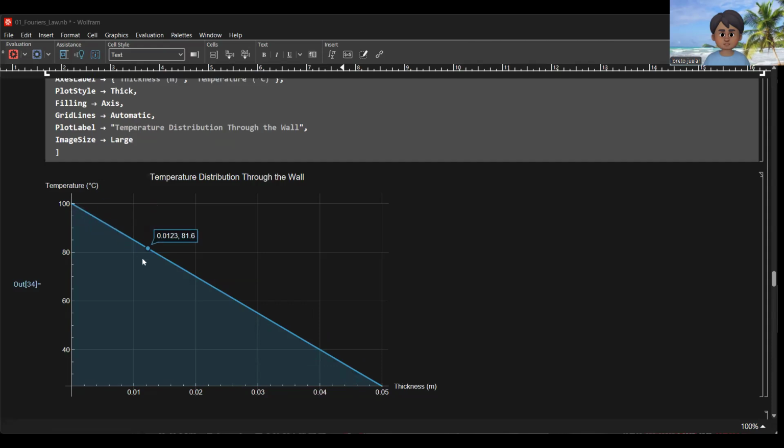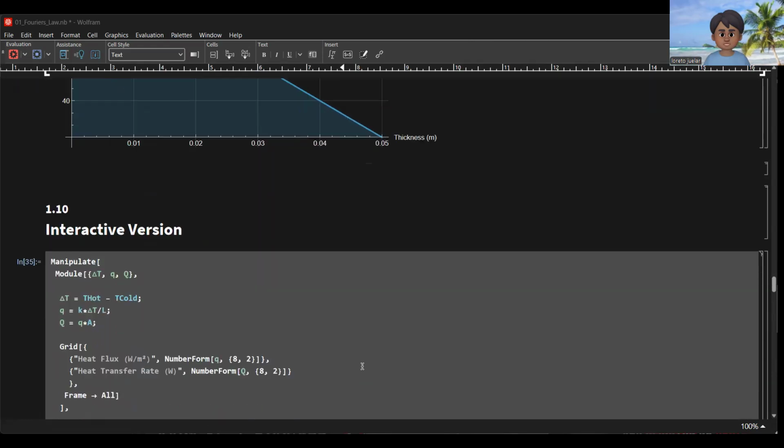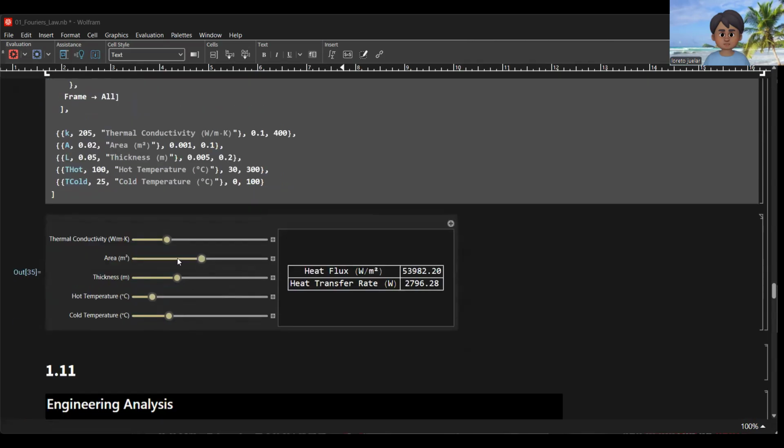So as we increase the thickness up to 0.05, the temperature decreases until it becomes zero. And we have the interactive version. For example, if we increase the thermal conductivity here, we have the corresponding value for the heat flux and heat transfer rate here. And if we decrease the area, we have the corresponding values.